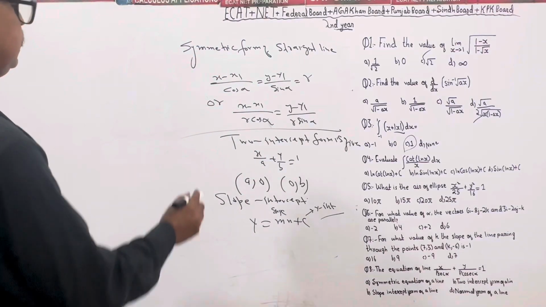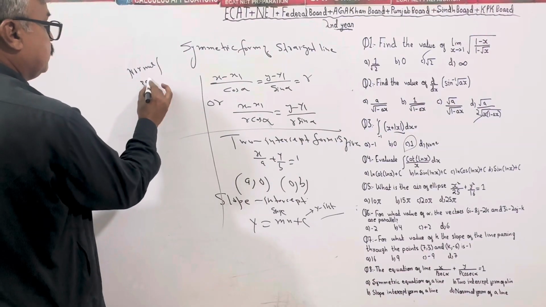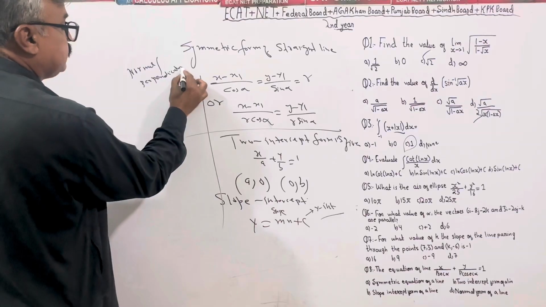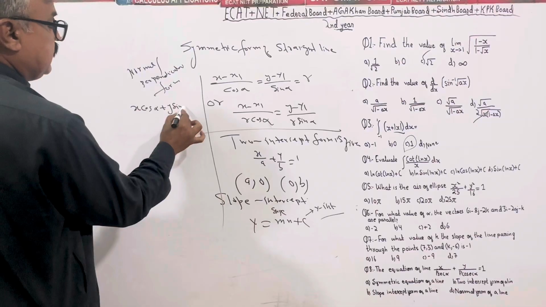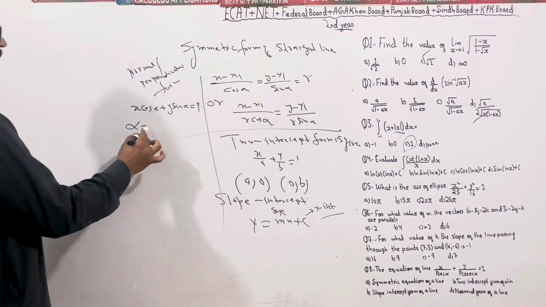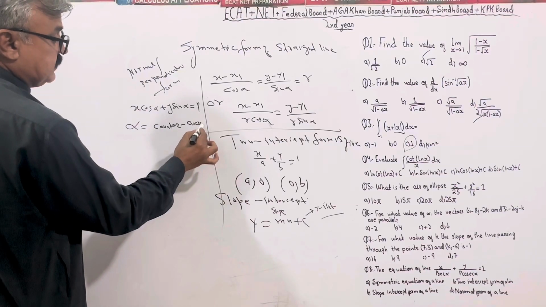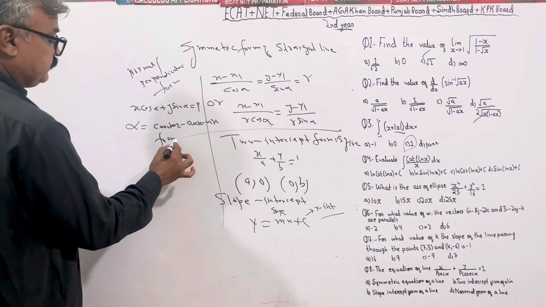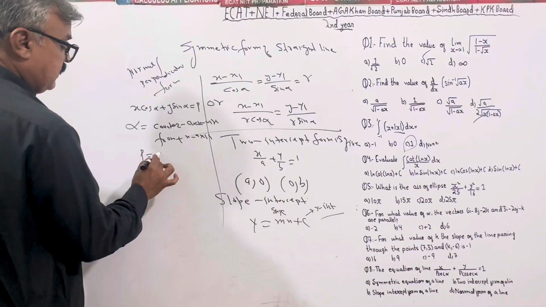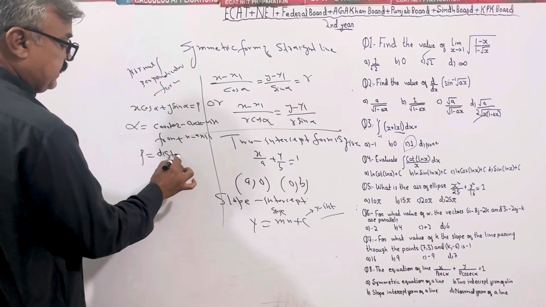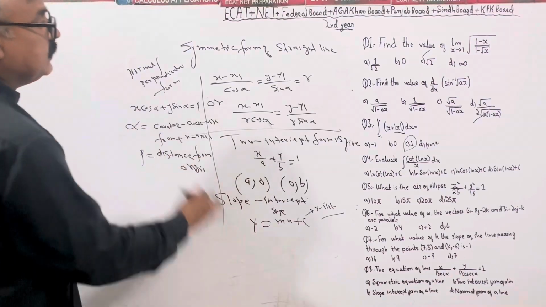A normal form of straight line. Normal or perpendicular form is given by x cos alpha plus y sin alpha is equal to p, where alpha is the angle measured counterclockwise from the positive x-axis, and p is the perpendicular distance, shortest distance, or distance from the origin. Okay, cool.